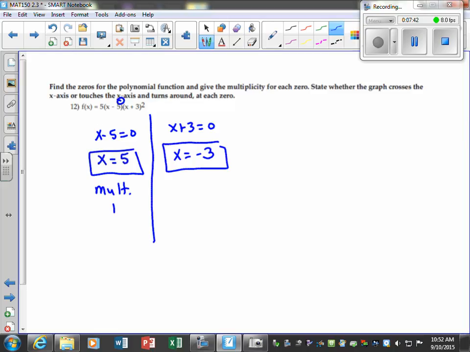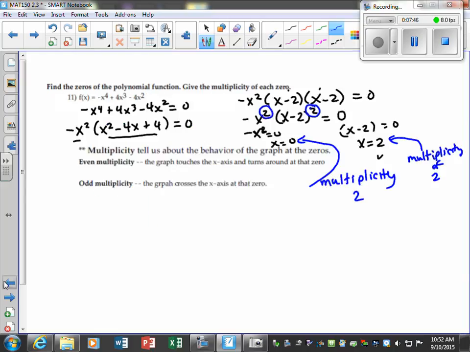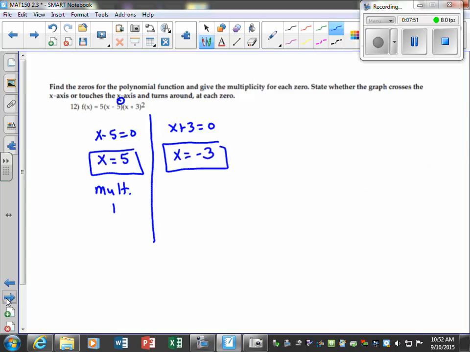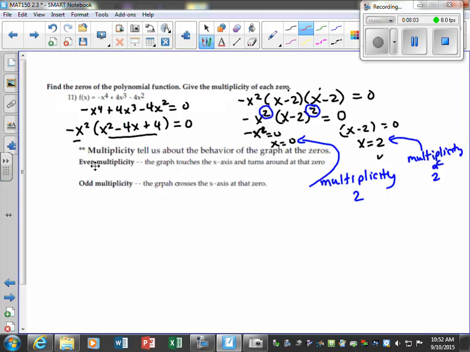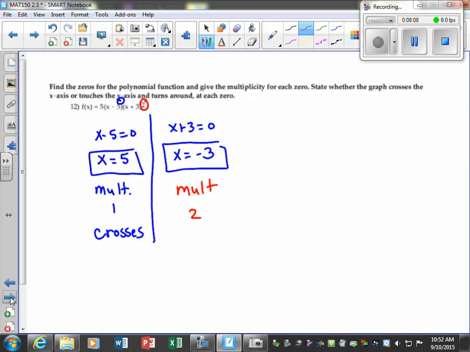What happens when the multiplicity is odd? It's going to cross. So we say it crosses. These are our notes to ourselves. We come here, for this particular root, what's the multiplicity? Multiplicity is 2, which we flip back over here, and if it has an even multiplicity, it's going to touch and turn around. So we would say touch and turn.